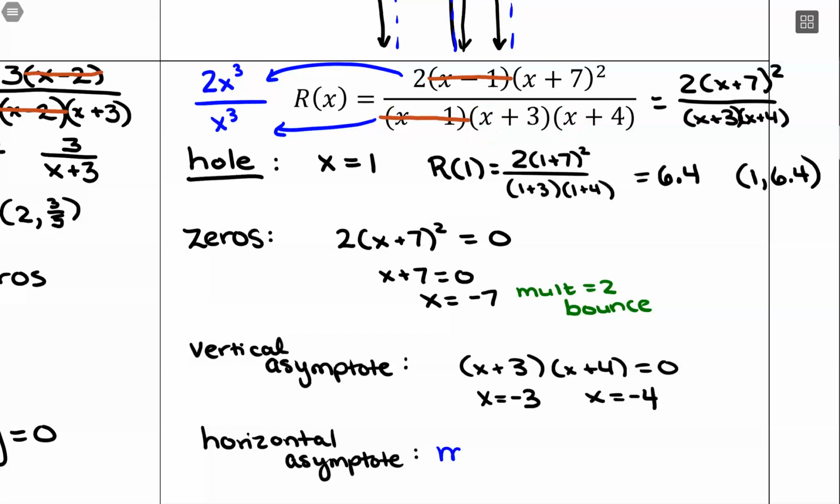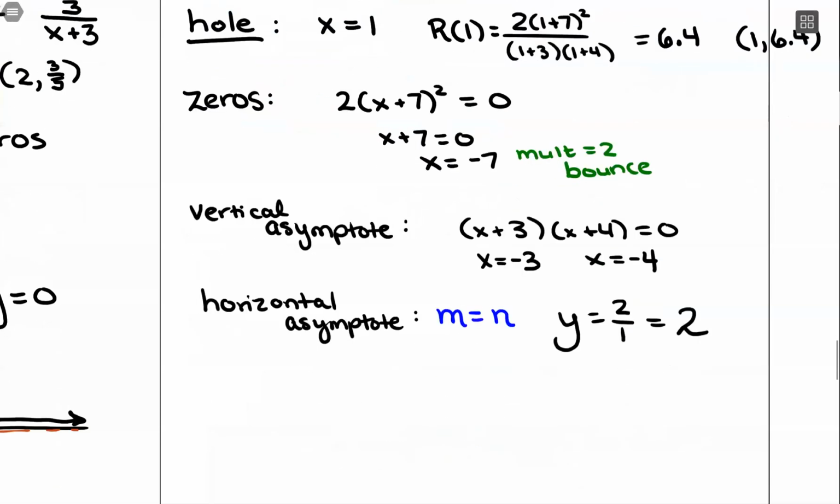So this is a case where the degree of the numerator and degree of the denominator are the same, since they're both degree 3. So what we would do is take the division of the numerical coefficients. So that's 2, and then it's like there's a 1. This would be 2 over 1, which is just 2.